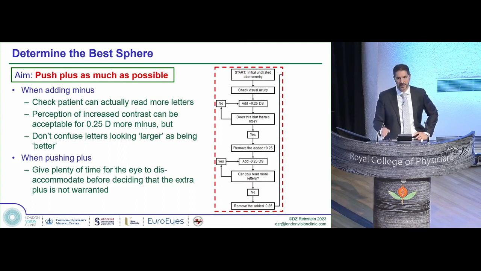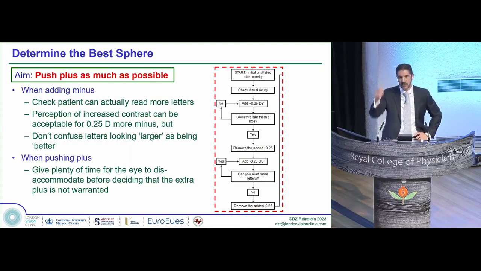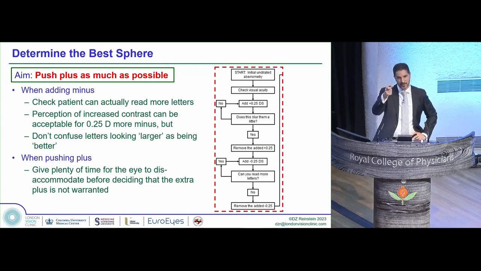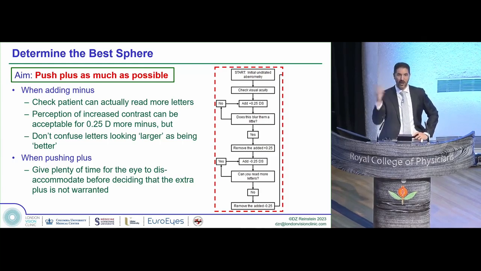I can start to make out the letters now. It becomes a little bit more comfortable. Then you push another quarter of plus, and they go, oh yeah, that's blurry. And you take them back to the first plus that you pushed in, and they go, oh yeah, that's much better. So you've disaccommodated already a little bit of that accommodation.